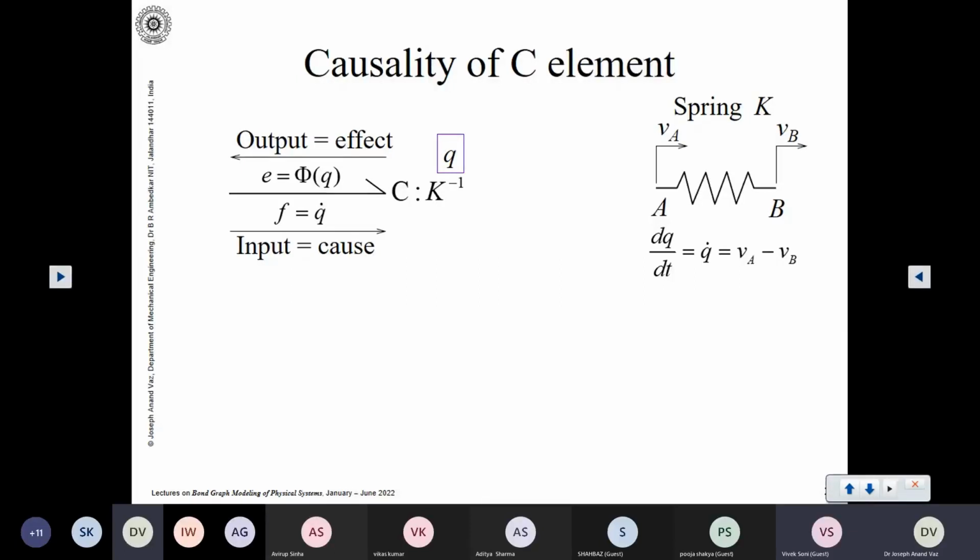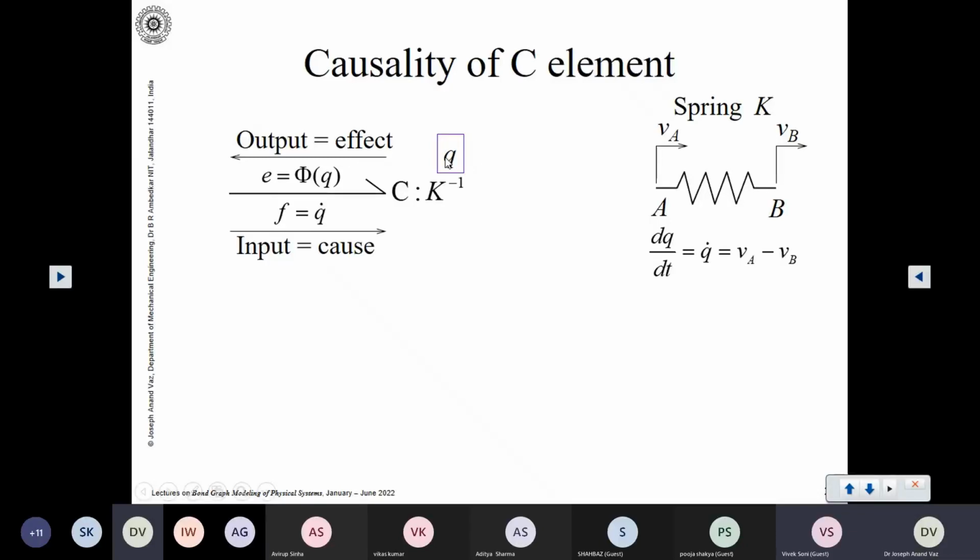It is the spring which is determining what should be the effort. It will decide the effort. You are deciding the flow. You are deciding the deformation across it. But it is the spring which will decide, based on its characteristic, what is the effort. As simple as that. It will take the rate of change of deformation, integrate it, obtain the generalized displacement, in this case the deformation, and then it will provide a force which is a function of this deformation.